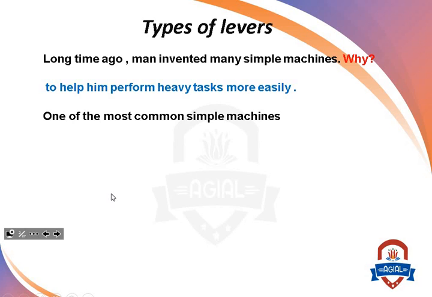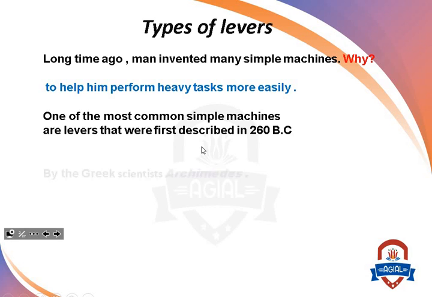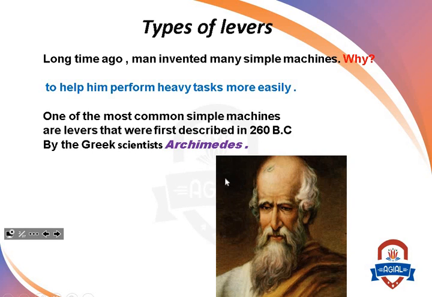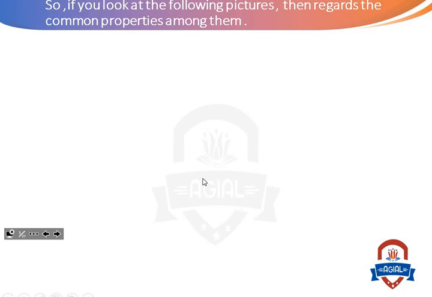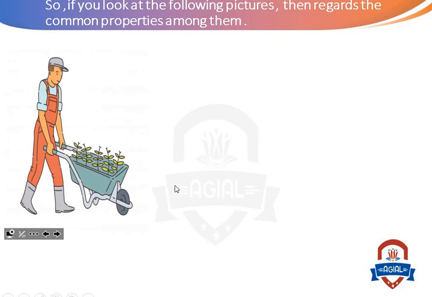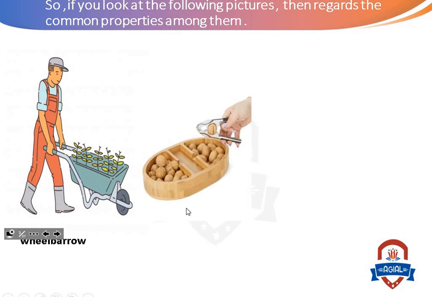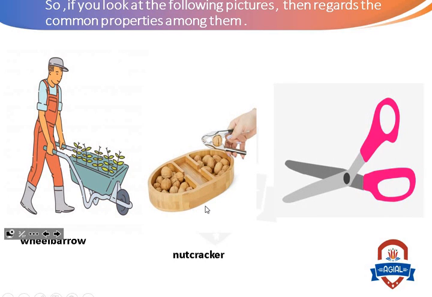One of the most common simple machines are levers, that were first described in 260 BC by the Greek scientist called Archimedes. So, if you look at the following pictures, regard the common properties among them. The first picture is a wheelbarrow. This is a nutcracker and scissors. What are the common properties among them? Let's see.